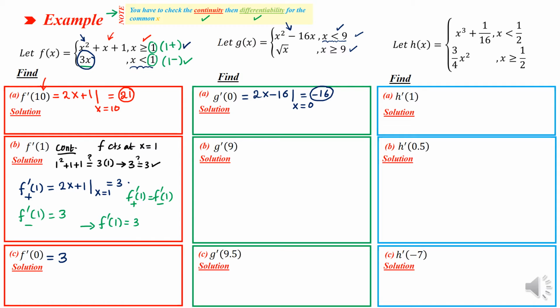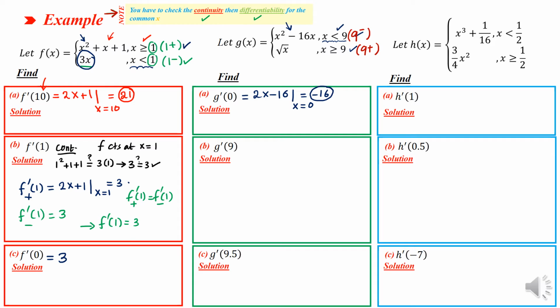Now in part B you have to find g prime of 9, and as you see, 9 is common between the two intervals. x less than 9 means 9 from the left, and x greater than 9 means 9 from the right. So you have to pay attention again to this note. Since 9 is common between the two intervals, you have to check the continuity first, then you have to check the differentiability around x equals 9.